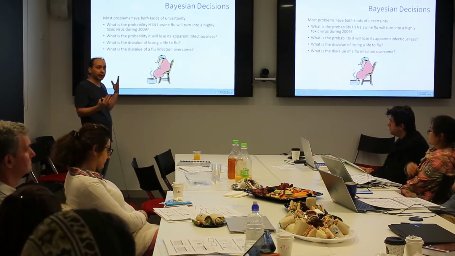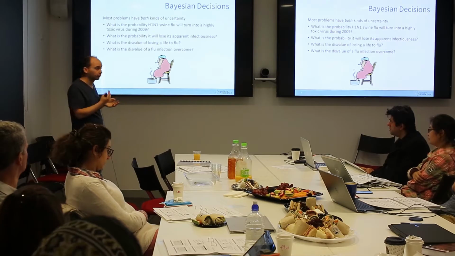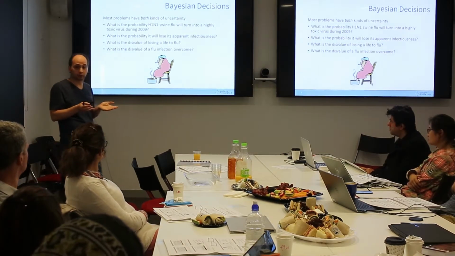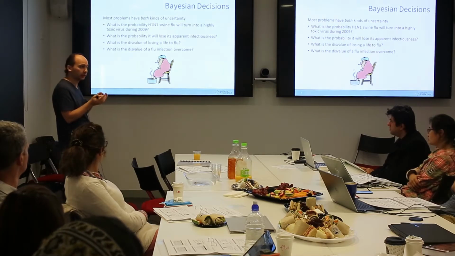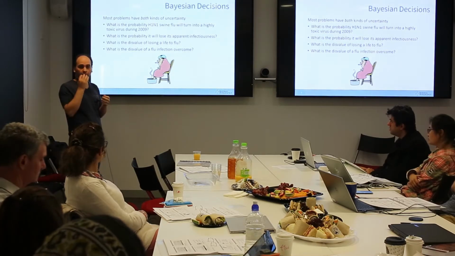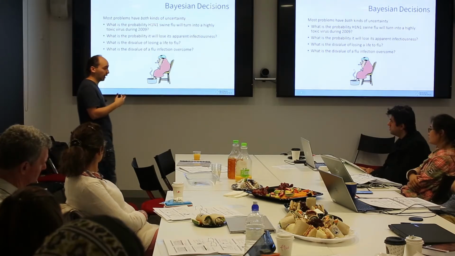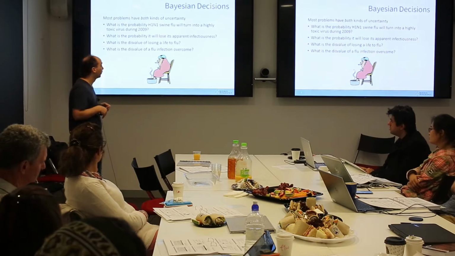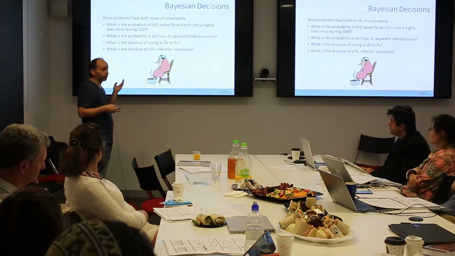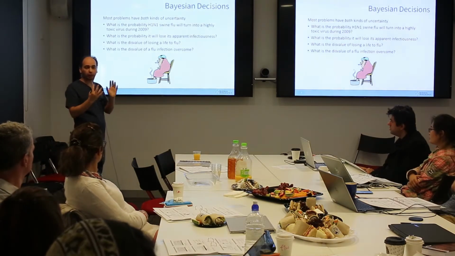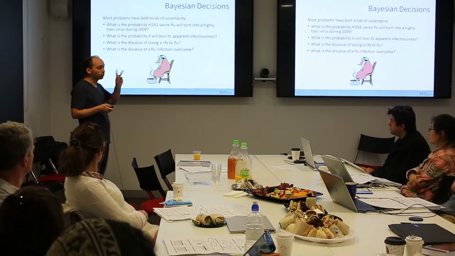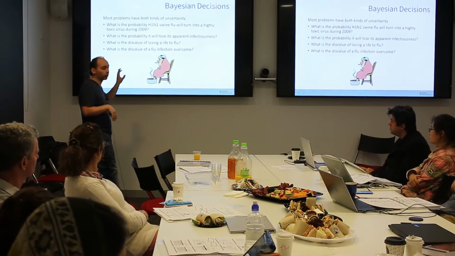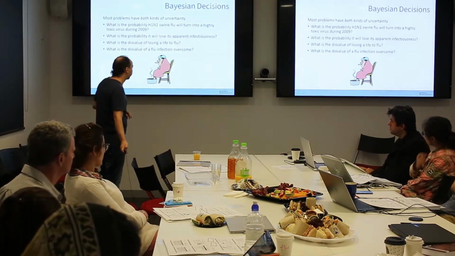We have some uncertainties about values and disvalues. So we can say, what's the disvalue of losing a life to the flu? That's a different kind of uncertainty. We're not saying we're not sure whether it will happen or not. We're just saying we're unsure of how much it costs a person or how much it's worth to us. Or what's the disvalue of an infection overcome? Values are attached to everything. So there's these two concepts, the probabilities that we've dealt with before and we understand, and then we've got values attached to different things.